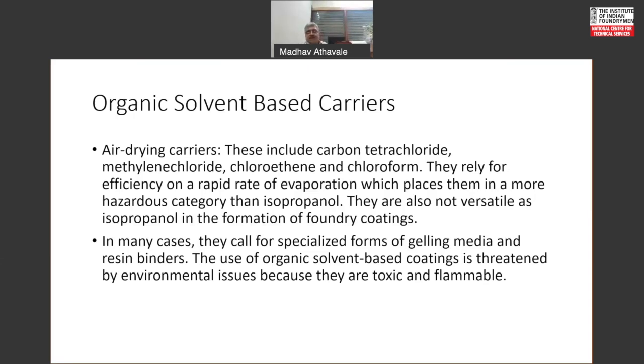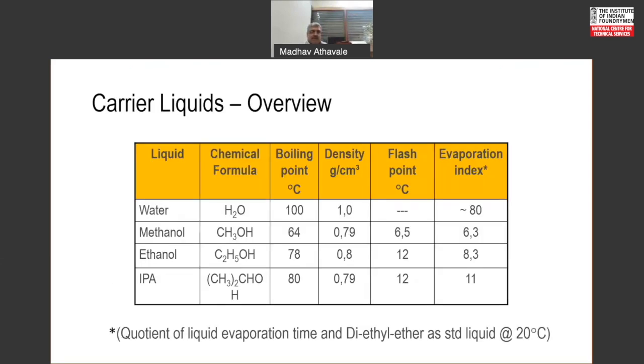The organic solvent-based coatings are discouraged because of the environmental issues. Now let's look at carrier liquids, a quick overview, most commonly used. Water, chemical formula H2O, methanol CH3OH, ethanol C2H5OH, and IPA will be (CH3)2CHOH. They have water at the highest boiling point, and then from methanol to IPA, the boiling point increases.